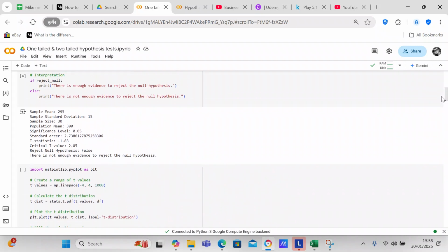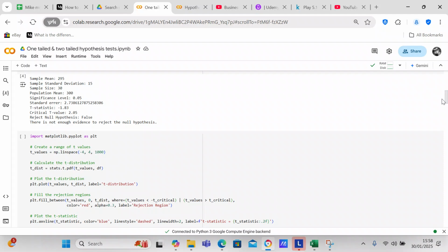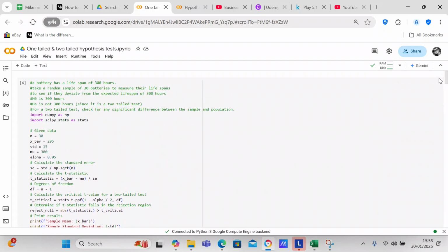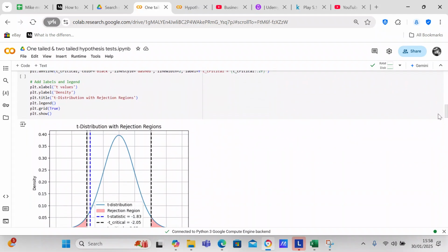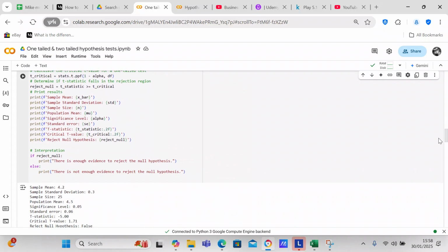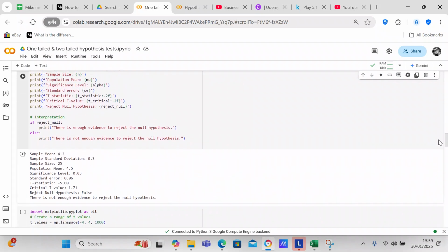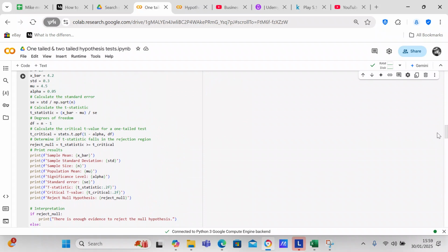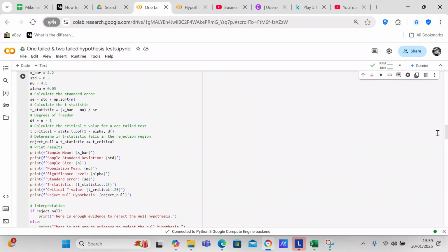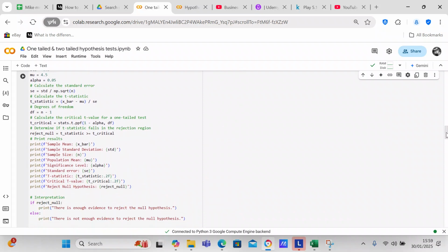It's negative 1.83. No, I think that, no. It's negative 5. And then we're going to calculate our degrees of freedom, which is n minus 1. So that's going to be 25 minus 1, which is 24.